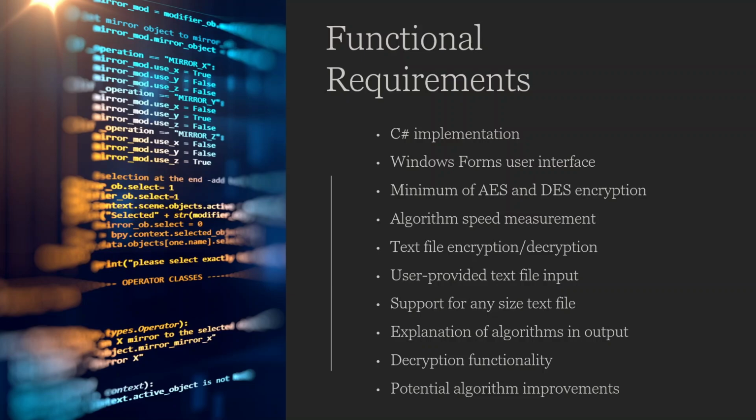This one's kind of a given, but I want users to be able to encrypt their own text files. And I want these text files to be of any size. Users can upload their own text files and they'll get an encrypted file back. And in this encrypted file, I want to have an explanation of the algorithm that they chose to use in that returned file. That way, people who use this program will have an explanation of what exactly happened for their data to be transformed into the ciphertext.